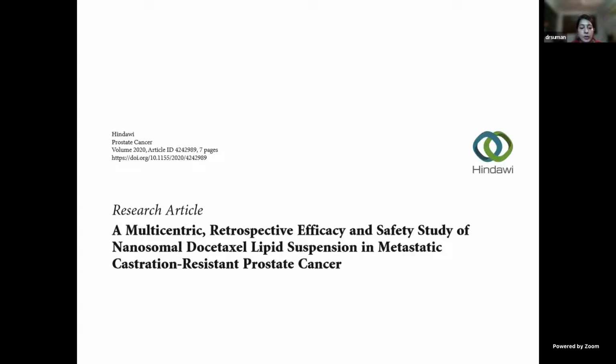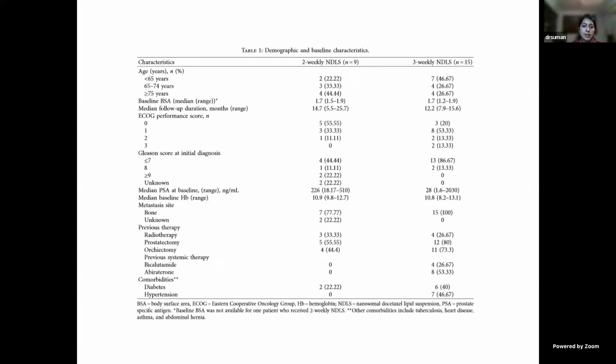This is another study, a multicentric retrospective efficacy and safety data in another indication, that is metastatic castrate-resistant prostate cancer.